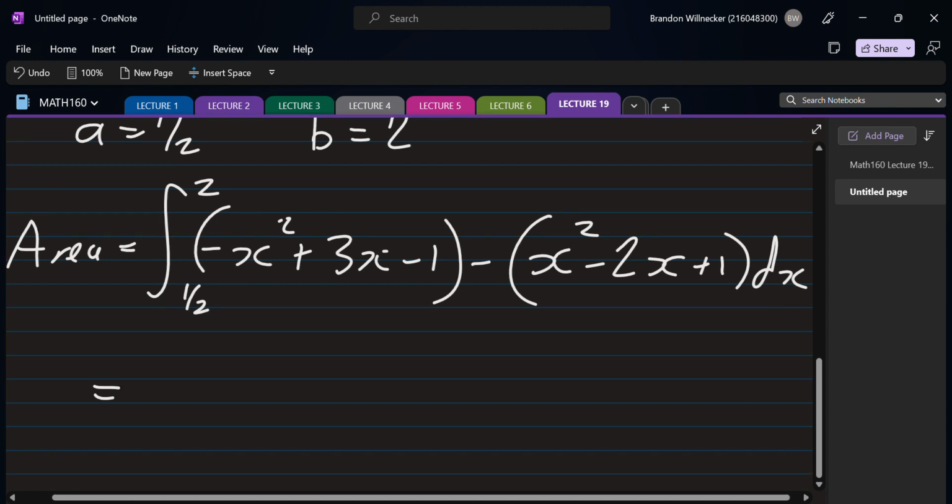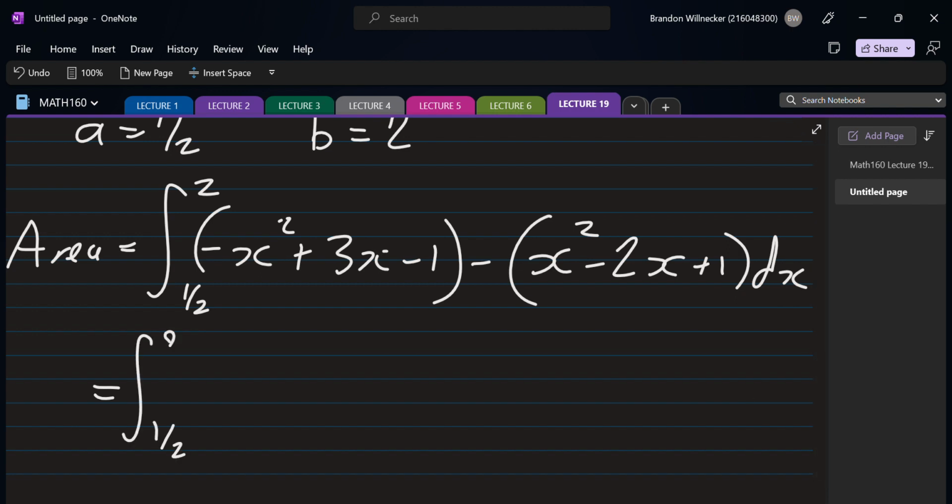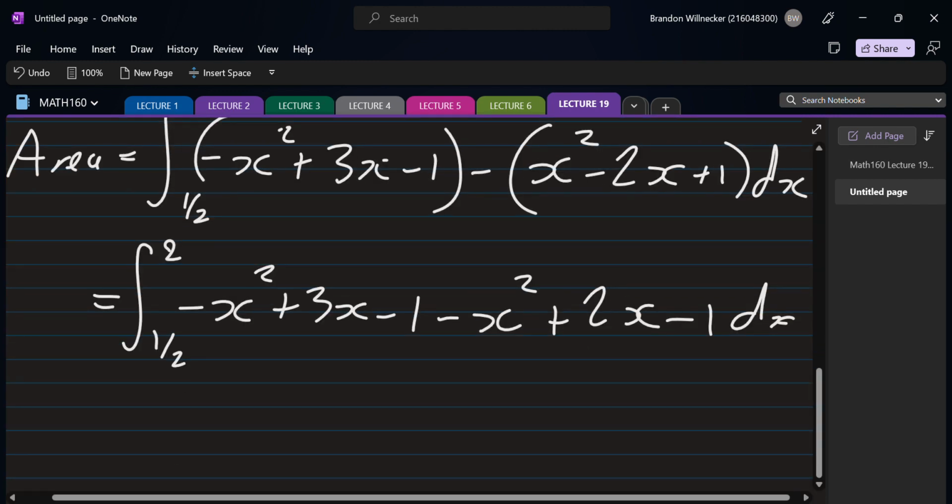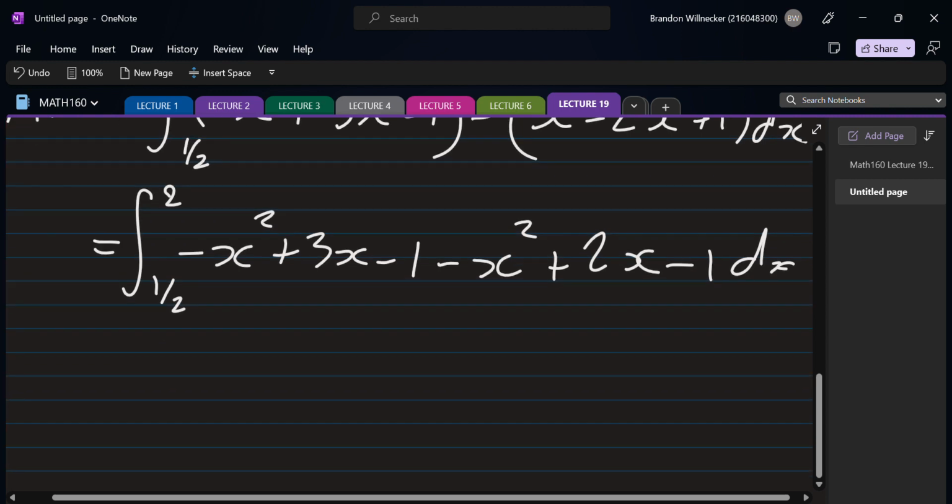Okay, so now we just expand and simplify. So we have the integral from 1/2 to 2 of minus x squared plus 3x minus 1. That can stay as is, but now the minus needs to distribute. So we have minus x squared plus 2x because of the minus, and then minus 1. Okay, so please remember when you're doing your distribution, just to check that. It saves quite a bit of time at the end with checking your answer.